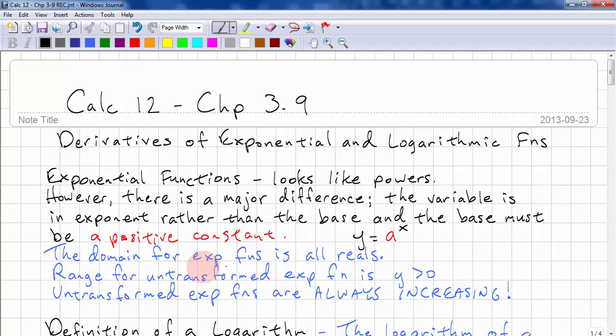And the domain for exponential functions is all reals. The range for untransformed exponential functions is y is greater than 0. And untransformed exponential functions are always increasing.